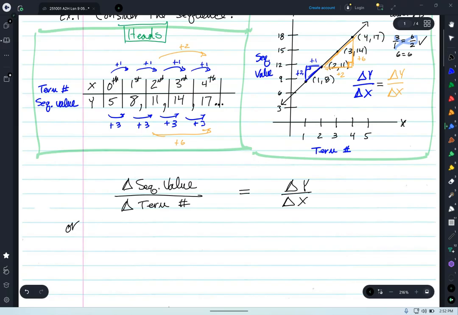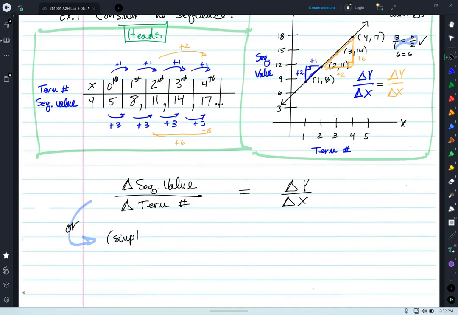Or we could say this, and I'm going to put this in parentheses, simplified D. What's D? Okay, so we'll put it in quotes: common difference. The simplified common difference is the same thing as the ratio of the change in y's to the change in x's.